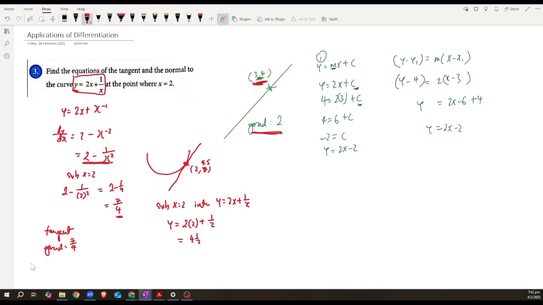Now we have both pieces of information ready. We can find the equation of the tangent. Let me just tidy all this up.